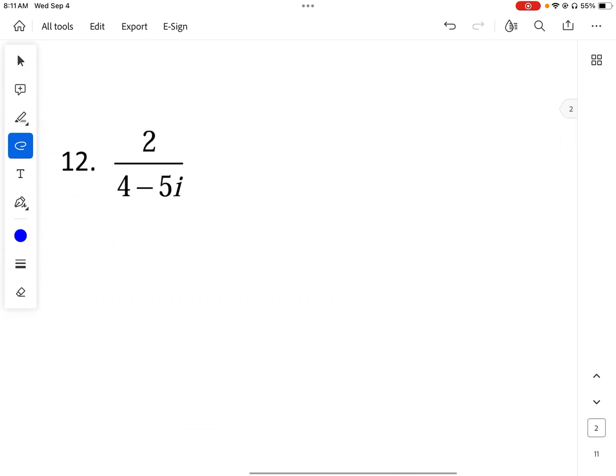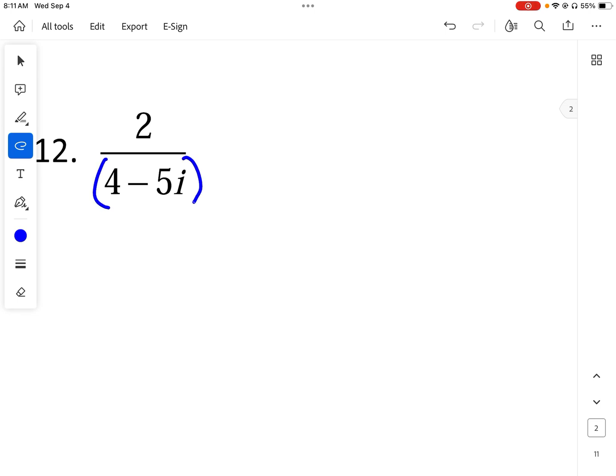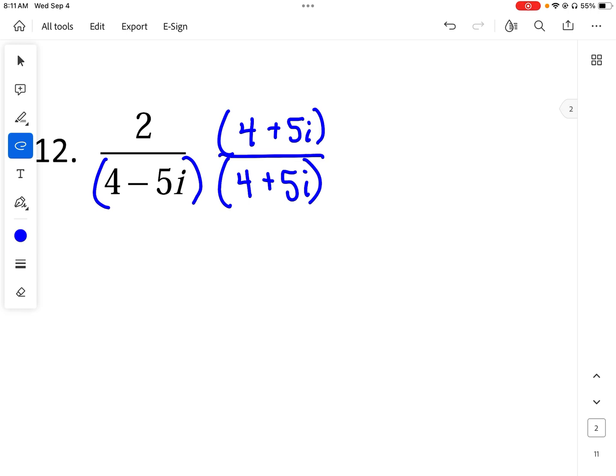Okay, let's go to the next one. Multiply by its conjugate because we can't have imaginary on the denominator. So I'm going to do 4 plus 5i, 4 plus 5i. Remember, this is just multiplying by 1 when you multiply top and bottom by the same number. All right, so let's do the top. So that's 8 plus 10i.